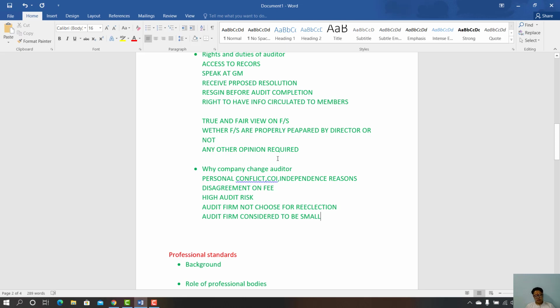Let's talk about the resignations. When resigning, the auditor gives a written notice and a statement of the circumstances. The written notice is sent to the regulatory authority by the company. The statement of circumstances is sent to members of the company, that is shareholders. The auditor can require the director to call an emergency general meeting.